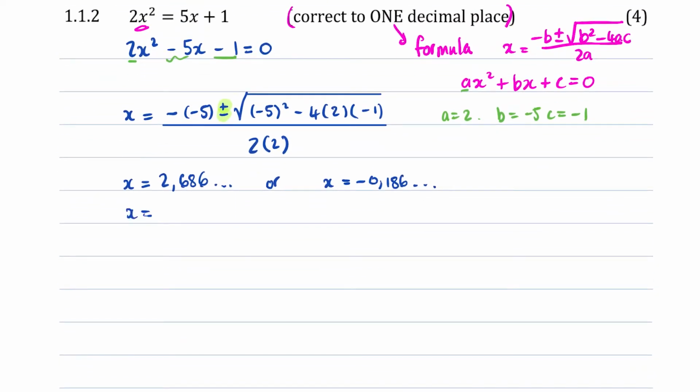So I need to round this off to one decimal place. The question is, is this going to stay as 2,6 or is it going to go up to 2,7? Well, 8, that's 5 or larger. So that means this needs to go up to 2,7. My second solution, is this going to stay negative 0,1 or is it going to go to negative 0,2? Well, again, this is 5 or larger, so I'm going to be looking at negative 0,2. And those are my two solutions.